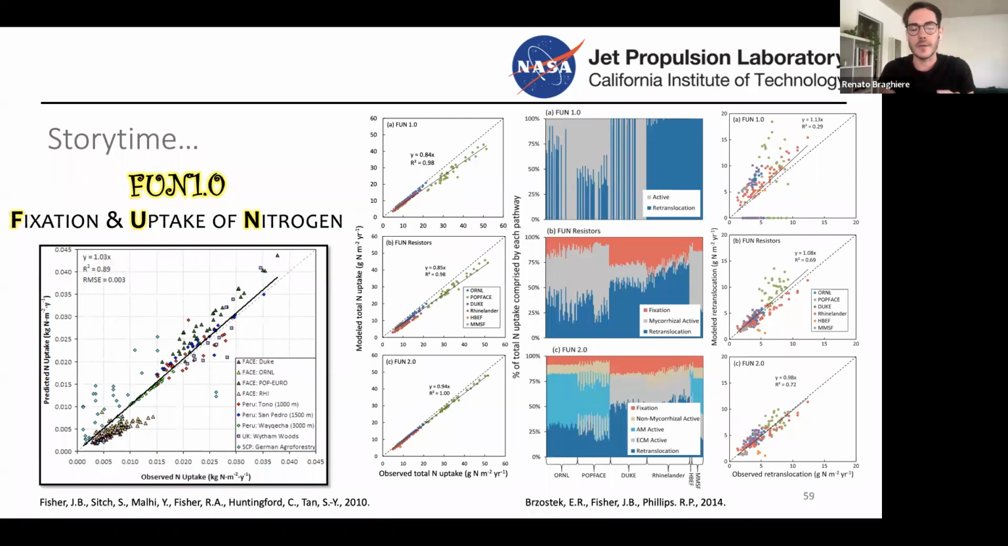And other things, like in the model, for example, we just retranslocate nutrients from leaves, but we know that retranslocation can also happen from fine roots. So we might want to add retranslocation from fine roots. Anyway, there is lots of space to improve this model and other processes that we could consider here. But yeah, it's exciting because it's definitely not a solved problem. It's definitely something that we have to keep thinking about.